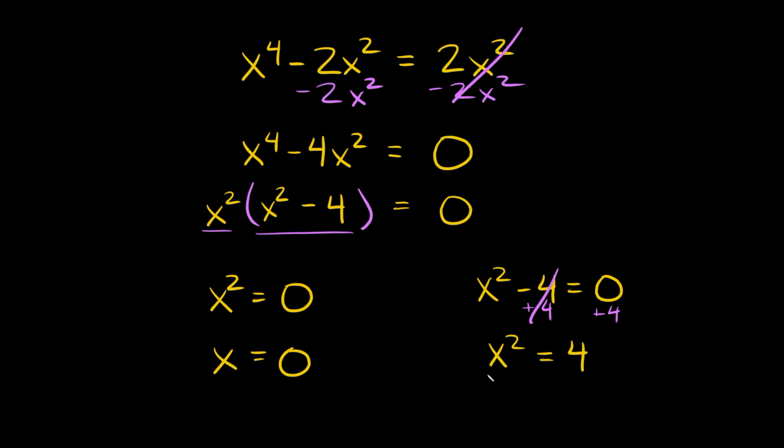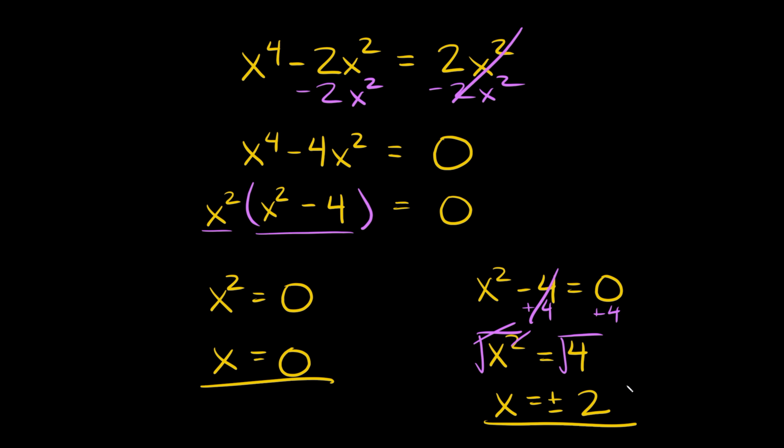Now to solve for x, we need to get rid of this exponent, the 2, and we can do that by simply taking the square root of both sides. Those cancel out, and we're left with simply x is equal to plus or minus the square root of 4, which is equal to 2. So we get 3 total solutions here. We get x is equal to 0, x is equal to positive 2, and x is equal to negative 2.